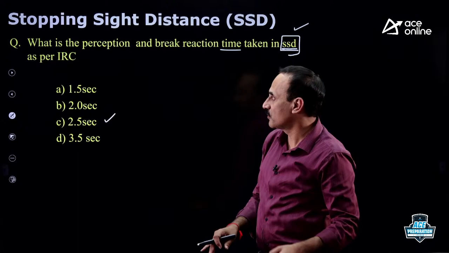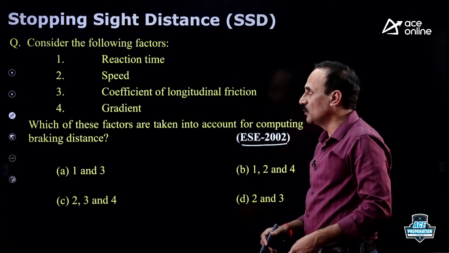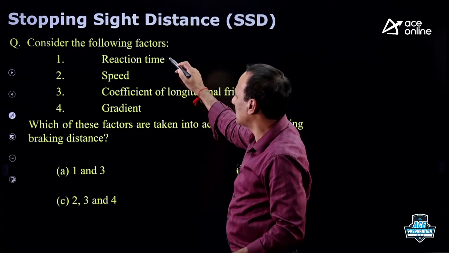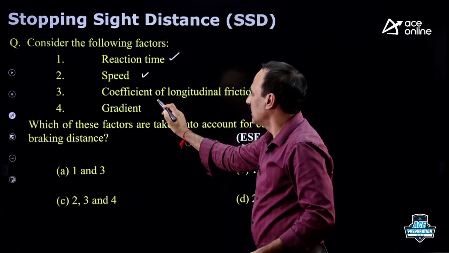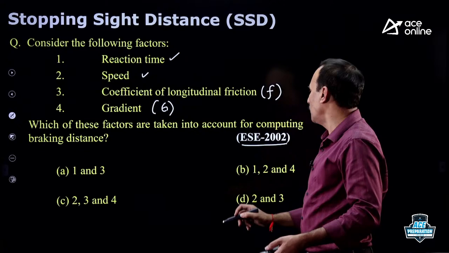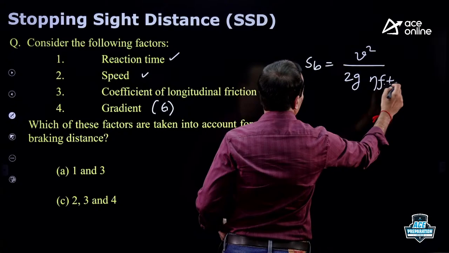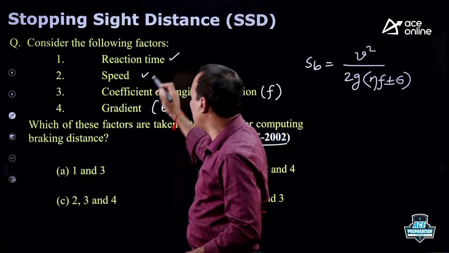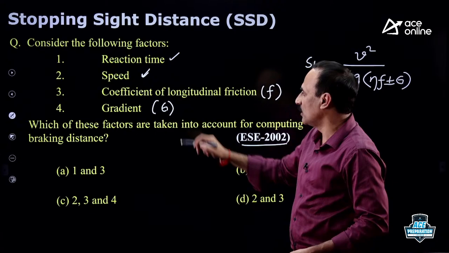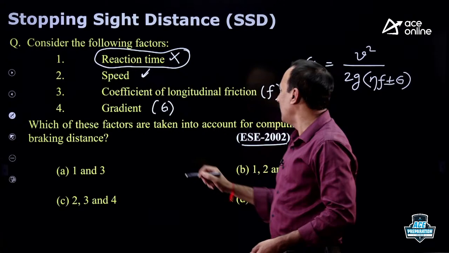Now look at this question. This is an ESE question given in 2002. Consider the following factors: reaction time, speed, coefficient of longitudinal friction, and gradient. Which of these factors are taken into account for computing the braking distance? What is the braking distance formula? V squared by, I'll include all, eta F plus or minus G. So for computing the braking distance, we require speed, V squared is there, we require longitudinal friction, we require gradient, but reaction time is not required in the computation of braking distance.